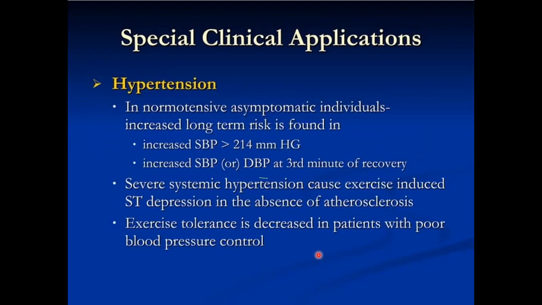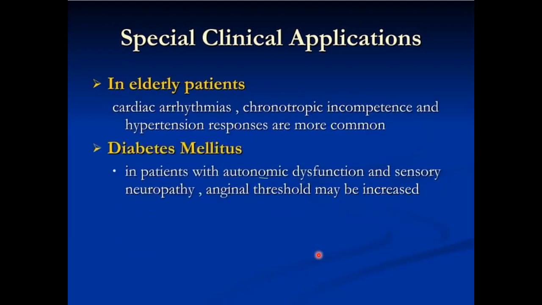In normotensive asymptomatic individuals, increased long-term risk is found with an increase in systolic blood pressure of greater than 214 millimeters of mercury, or increased systolic or diastolic blood pressure at the third minute of recovery. Severe systemic hypertension can cause exercise-induced ST depression in the absence of atherosclerosis, and exercise tolerance usually decreases in patients with poor blood pressure control.